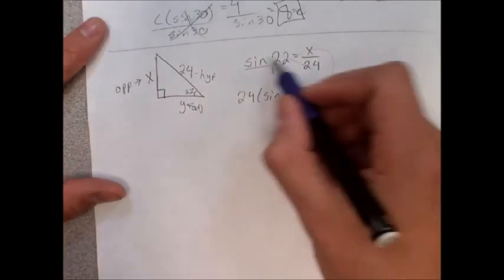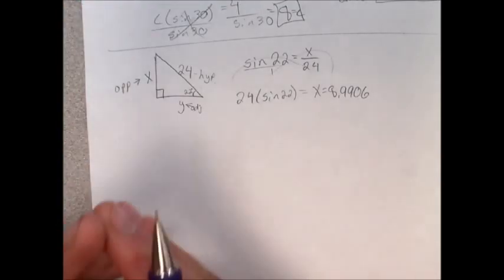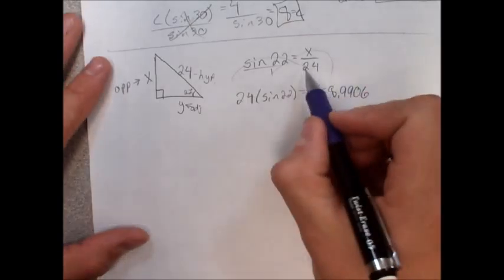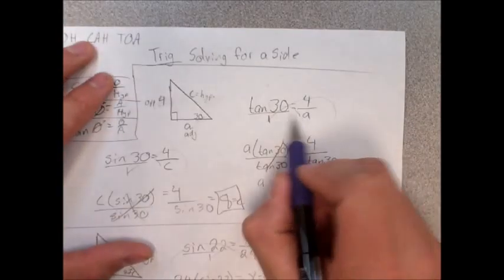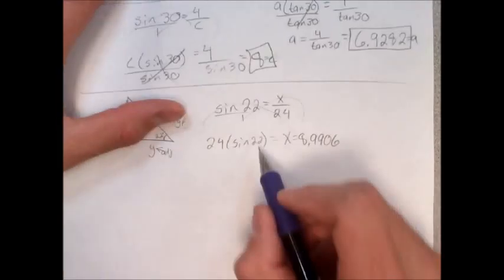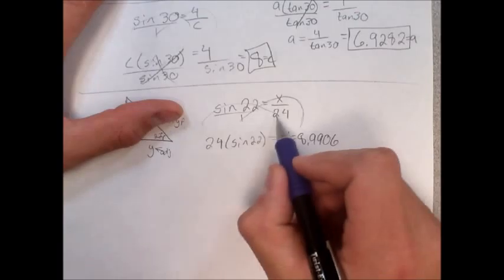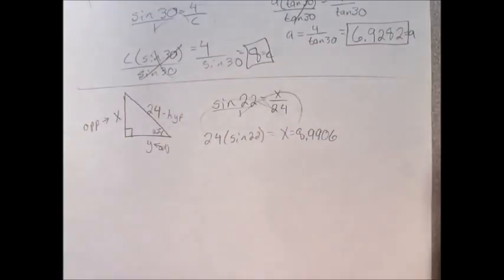Cross multiplication. Why did I multiply 24 times sine? Look at the example right here. We multiplied a times tangent, right? All I did was my cross multiplication. So 1 times X was X. 24 times sine of 22 gives me the other side. Good?